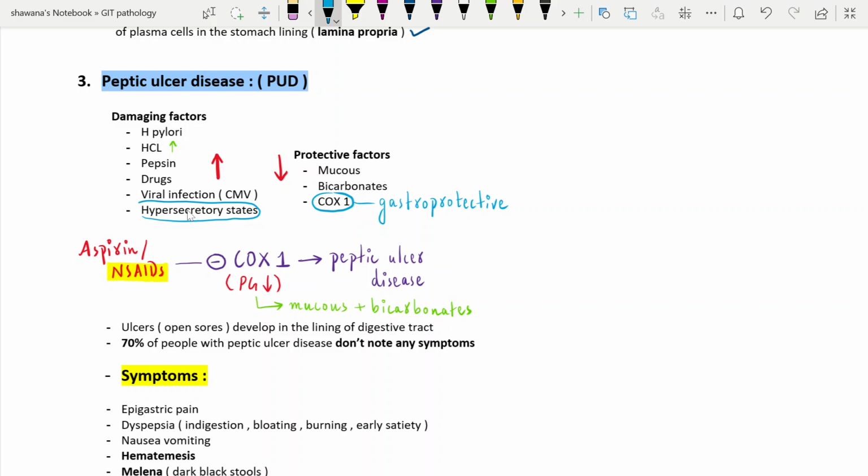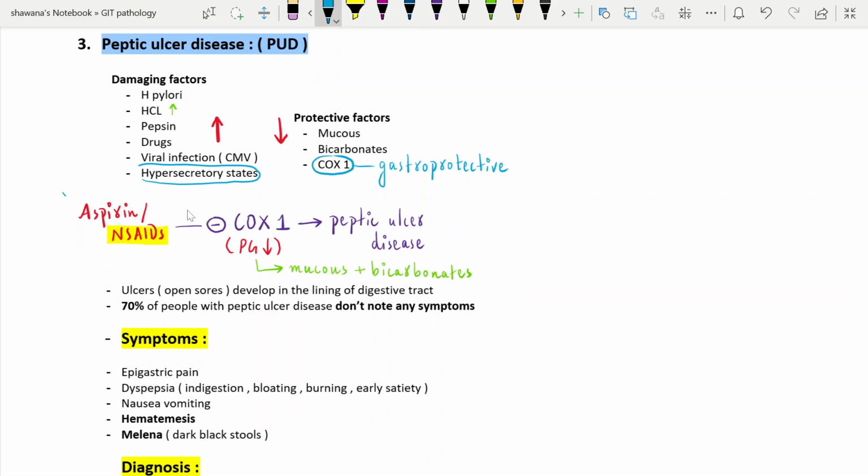The protective factors include mucus, bicarbonate, and cyclooxygenase 1. Peptic ulcer disease is going to occur when the damaging factors overcome the protective factors, when damaging factors have more role than the protective factors. So we discussed that NSAIDs block the production of prostaglandins, mainly E2. But how are they going to block the activity of prostaglandins?